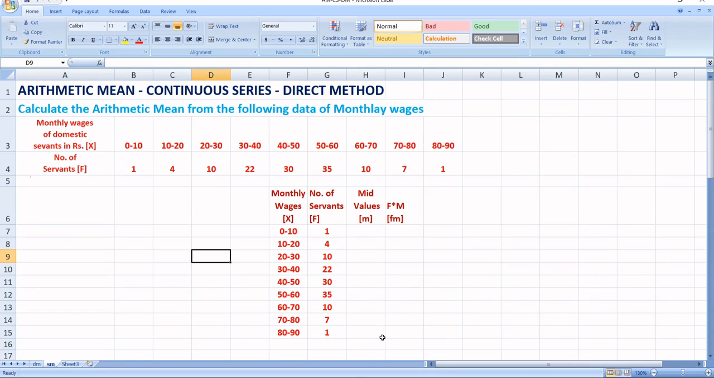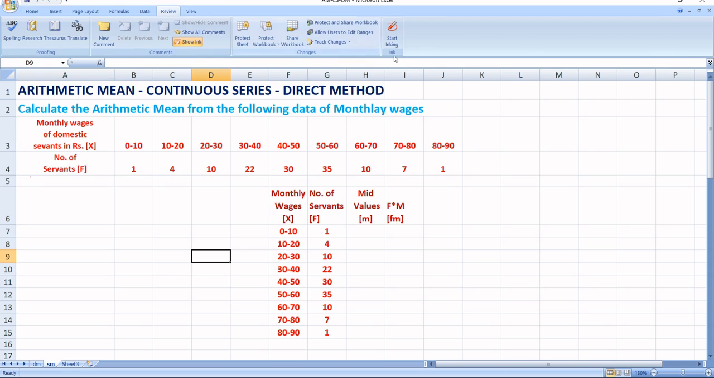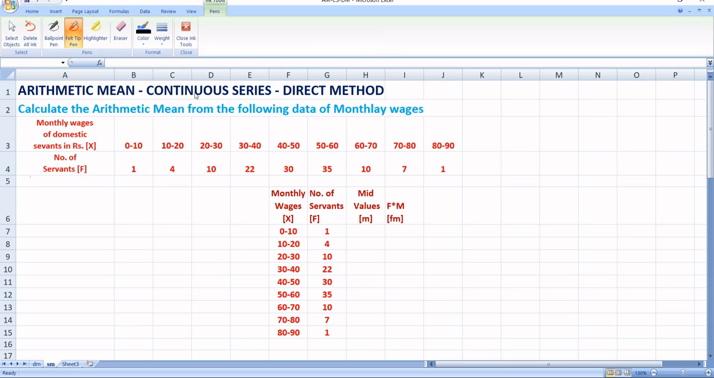Hello students, we have learnt so far individual series, discrete series. Now we are going to learn continuous series.